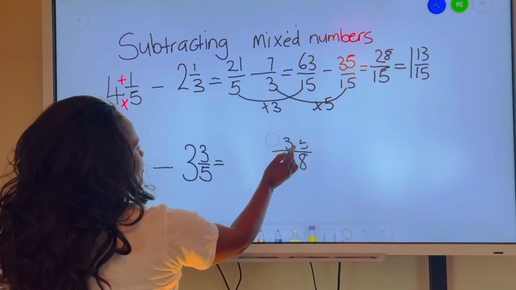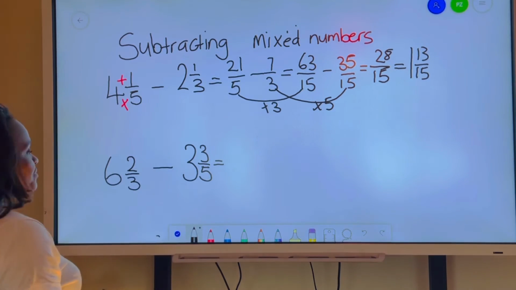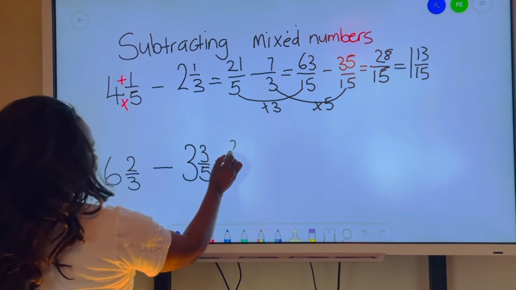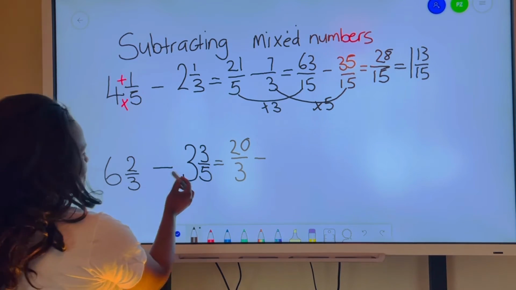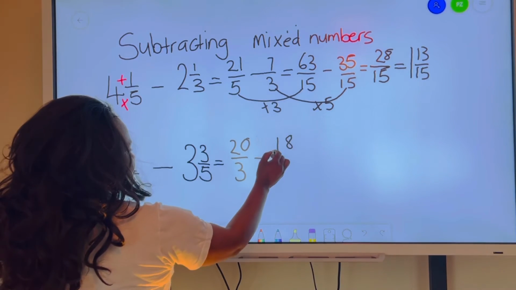Let's rub this one off first. Now, the first ones, like we said, you change them to improper fractions first. 6 times 3, which is 18, add 2, which is 20, over 3, that's the first one, minus 5 times 3, 15, add the 3, which is 18, over 5.